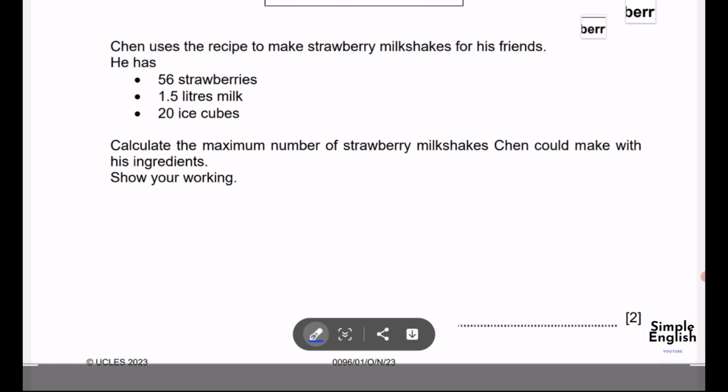Chen usually uses the recipe to make strawberry milkshakes. For his friends, he has 56 strawberries, 1.5 liters of milk, and 20 ice cubes. Calculate the maximum number of strawberry milkshakes he can make.